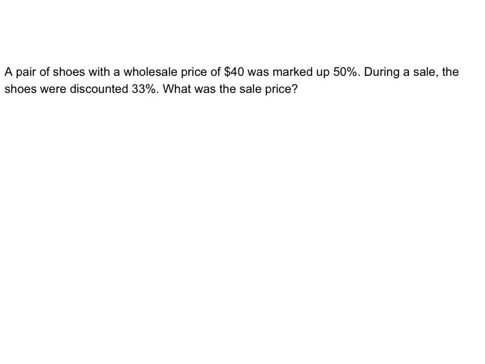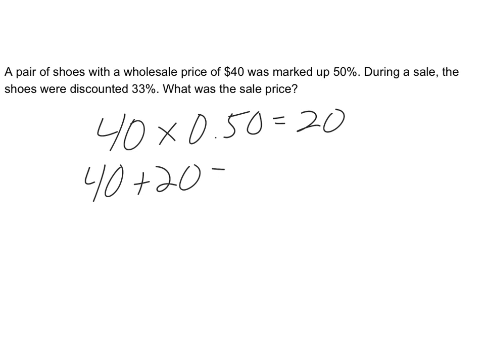Now we're going to do a little bit of both now. So we've got a pair of shoes that cost $40 wholesale. They're going to mark it up 50%. So the first thing we need to do is find the markup price. So 40 times 50% as a decimal gives us 20. So we're going to add that to the original 40. So the markup price is $60.